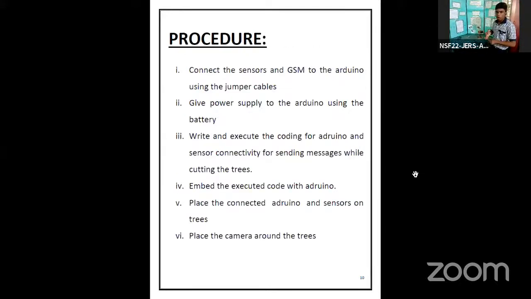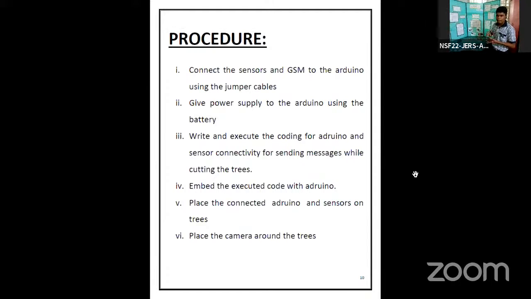At first, we have to connect the GSM to Arduino using jumper cables, and the sensor using jumper cables. We have to give power supply to the Arduino using a 9-volt battery. We have to write and execute the coding for Arduino and sensor connectivity for sending a message while a tree is being cut down. Embed the coding with Arduino.